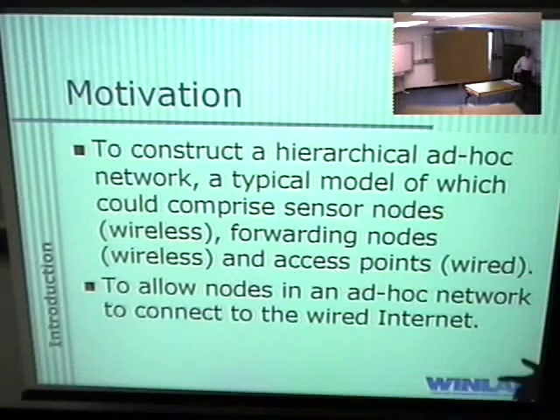Moreover, we can also think of the access points in this problem as a kind of gateway, which is connecting to the outside wired world. For instance, if you have an ad hoc network which wants to access the internet, an easy way to do that would be to get in touch with an access point which is wired and hence get connected to the rest of the world.